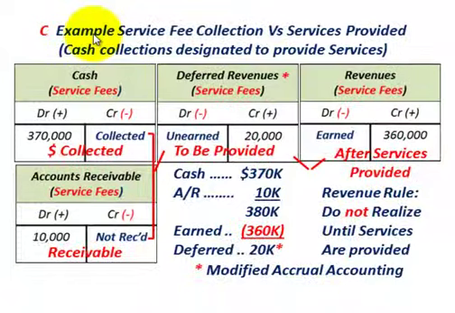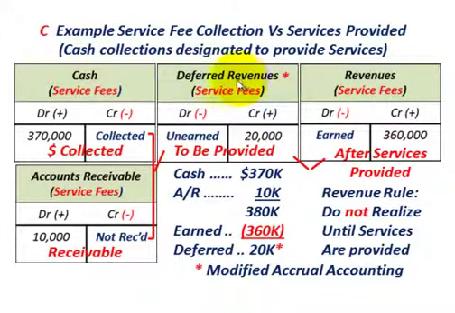Now let's go look at our last case. This is an example really for service fees collection versus services provided. So we're going to have some cash collections designated to provide some services. It could be a utility service or something of that nature provided by the local government, let's say the city, for example. Okay, so let's go, and this is the case here.